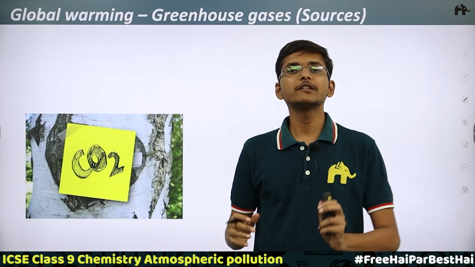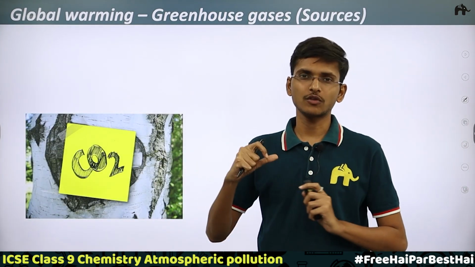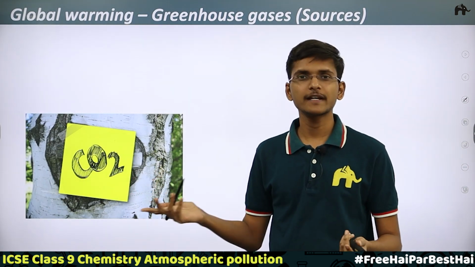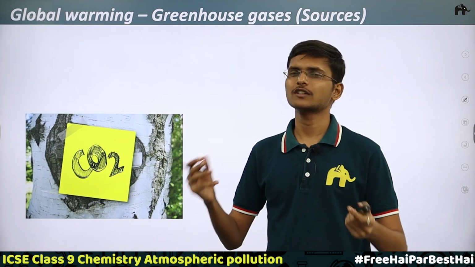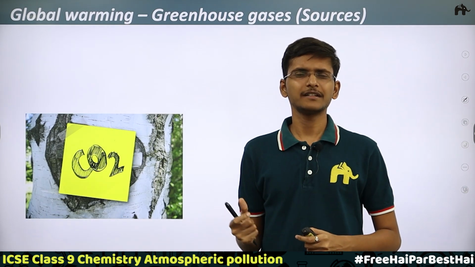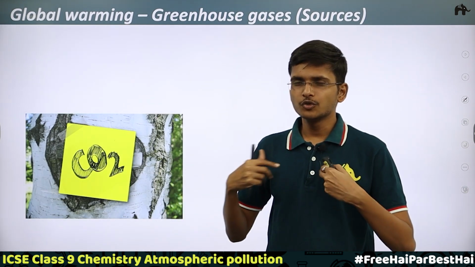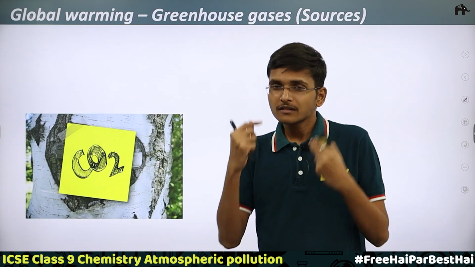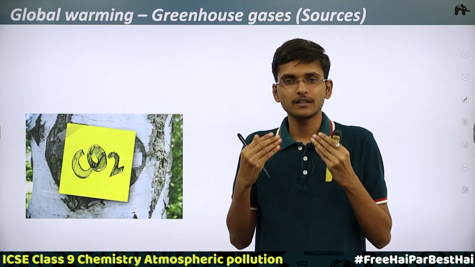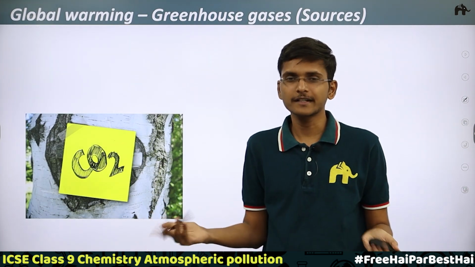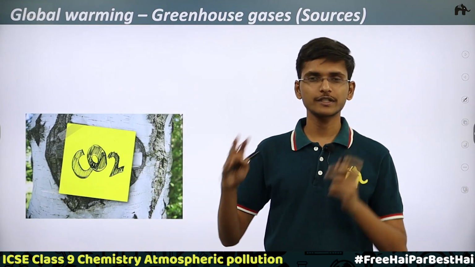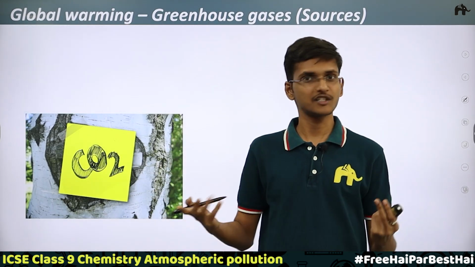Now let's move ahead to see the sources of these greenhouse gases. First of all, the very important greenhouse gas for us is carbon dioxide. And what are the sources of carbon dioxide? We already know the sources, right? We ourselves are giving up carbon dioxide, because we are respiring. And like us, animals and plants are also respiring, so they are also giving up carbon dioxide. So one source of carbon dioxide is respiration.